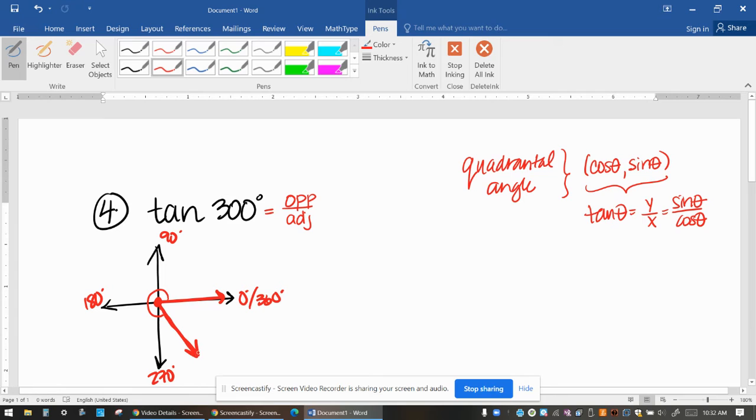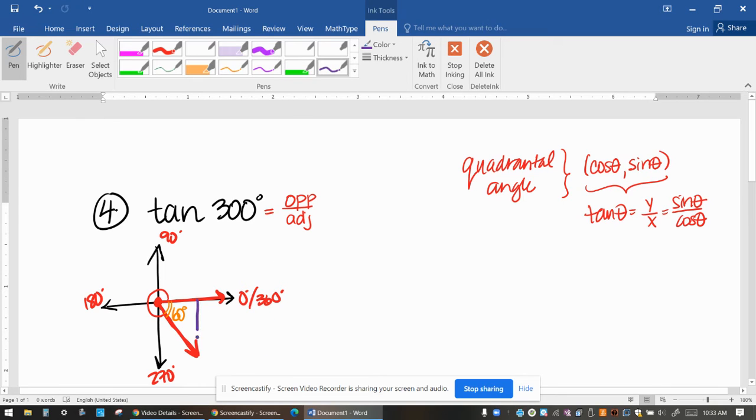The terminal side, you always have to ask yourself, how far is the terminal side from the x-axis? It is going to be 60 degrees away from it. All right, so that's your reference angle. Reference angle is always measured from the terminal side to the x-axis, so your reference angle is 60.